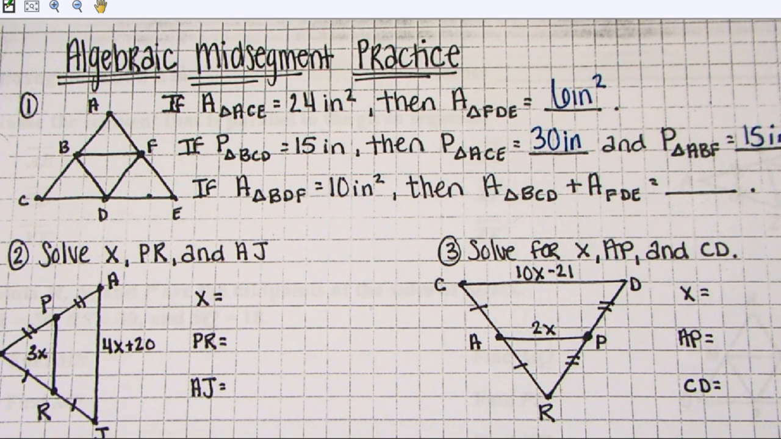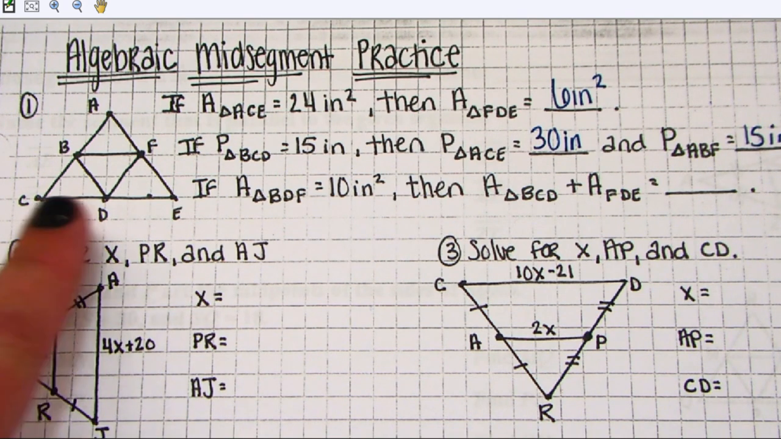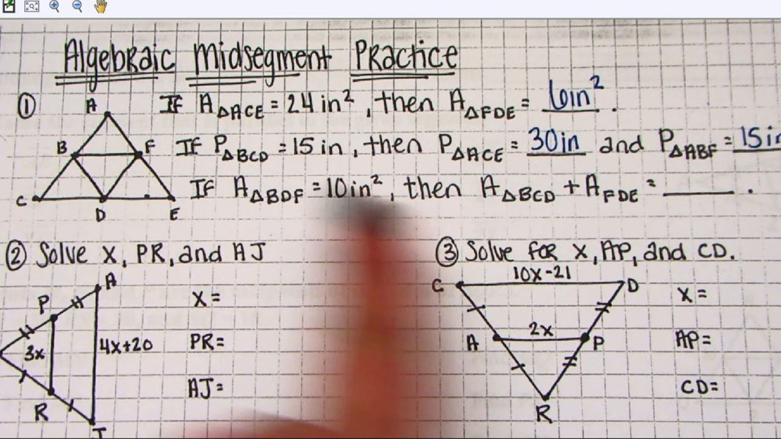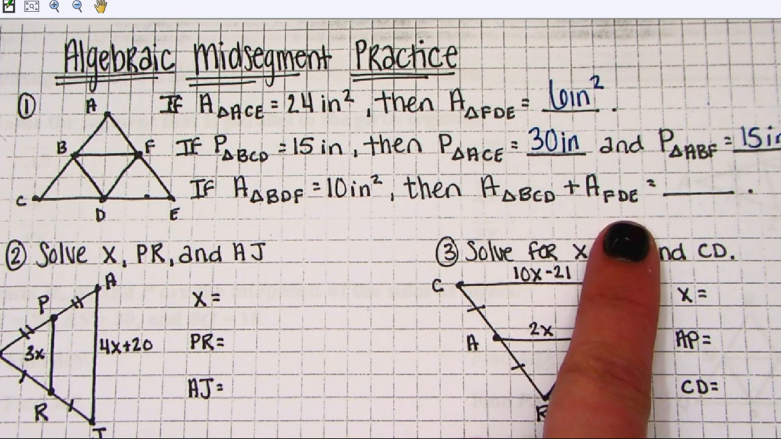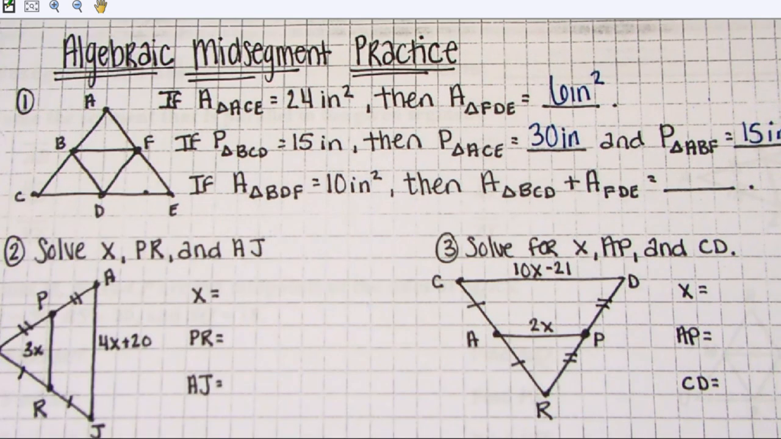All right, area. The area of triangle BDF is 10 inches squared. What is the area of BCD plus the area of FDE? So the area of BDF is this little triangle. We want to add these 2 triangles' areas together. So what is the area of those 2 added together?